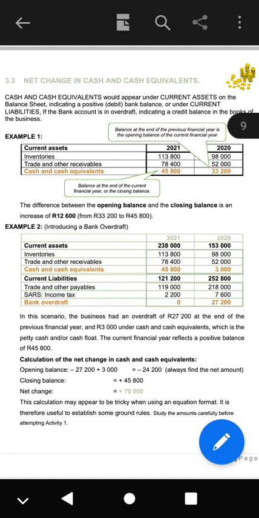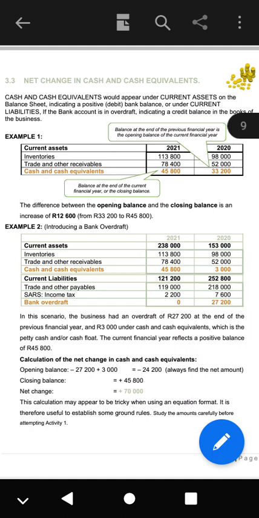Alright, we have got an example that we are given here. Remember what I said, when you are doing the cash flow statement, we are given information from the financial statements for 2 years. So here for 2020 and 2021. Cash and cash equivalents in 2020 is 33,200, and in 2021, the amount is 45,800. The 45,800 is the balance at the end of the current financial year, or the closing balance. The 33,200 is the balance at the end of the previous year, which is the opening balance for the current financial year.